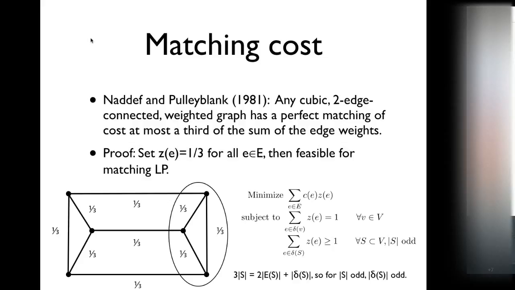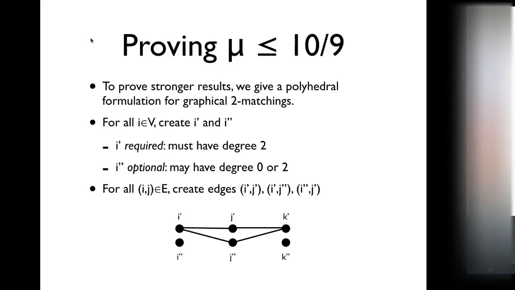Okay, so now I've completed the argument that when there are no cut edges in the fractional two matching, the cost is at most 4/3 times the value of the LP. How do we end up proving this stronger result that the ratio is at most 10/9? What we do in that case is we actually give the LP whose extreme points give us graphical two matchings. So let me sketch a little bit about how we do that.